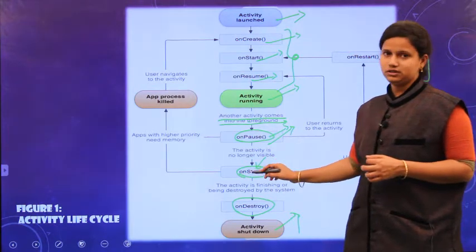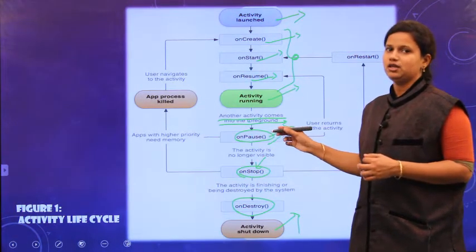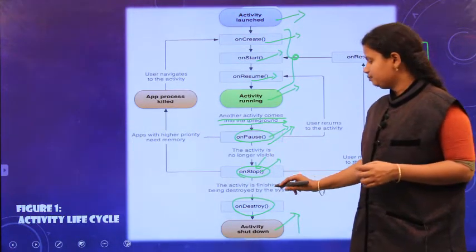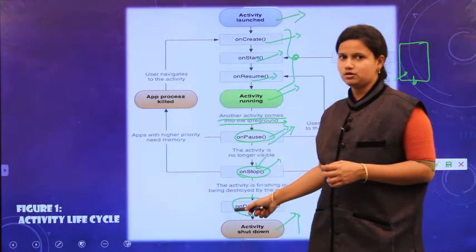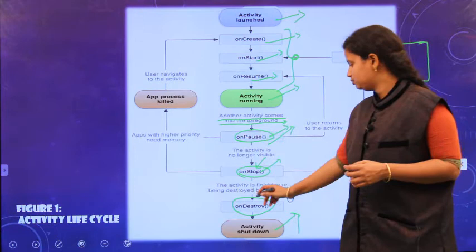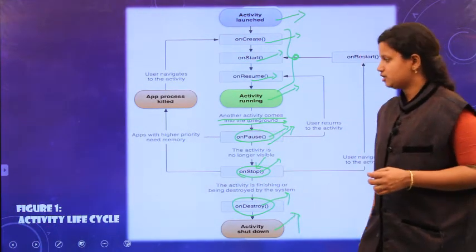And onStop means that if your second activity is running, the first one is not used for a longer time. In that situation it will call onStop. If the memory requirement or the system has any changes, it has to call the onDestroy method. So your activity will be in a shutdown state.